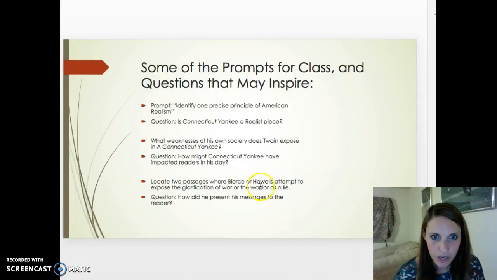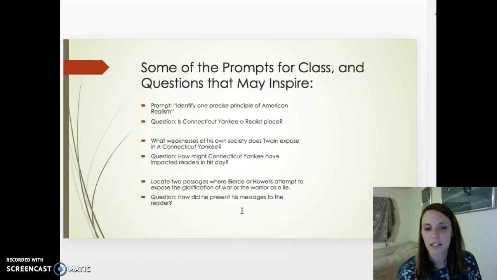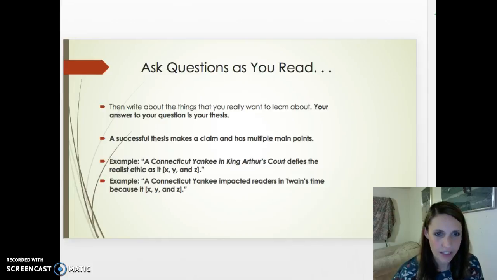My picture is covering up part of this other prompt, but it's locate 2 passages where Pierce or Howells attempt to expose the glorification of war or the warrior as a lie. And one question that might come to mind as you're thinking about that prompt is, how did Pierce or Howells present his messages to the reader? How was that done? How was it conveyed? So anyway, questions are so good. That's the wonderful stuff as you read these novels. And if you're asking questions as you read, then you can develop those into your essay.